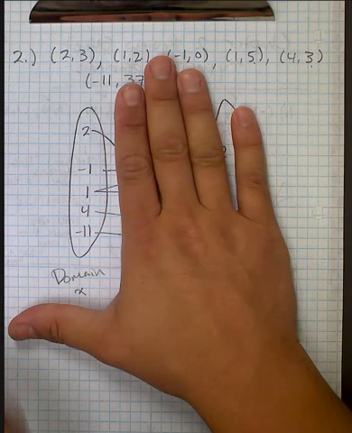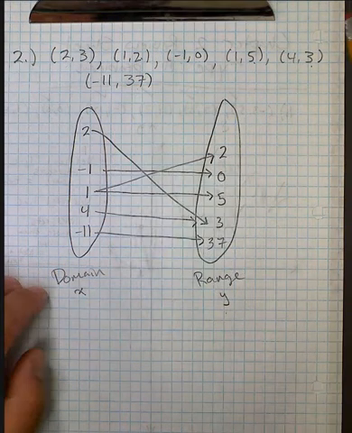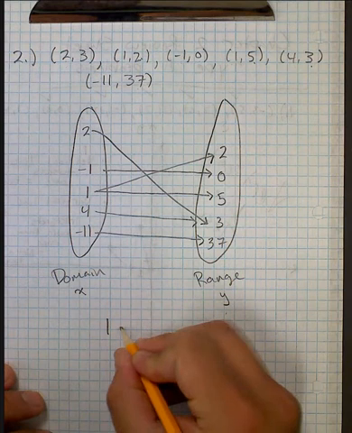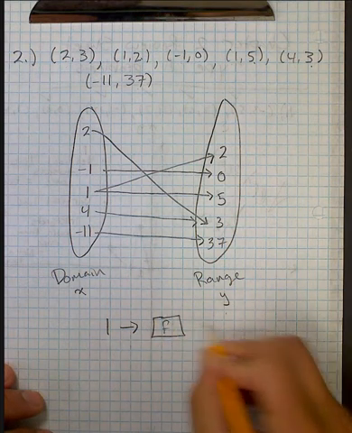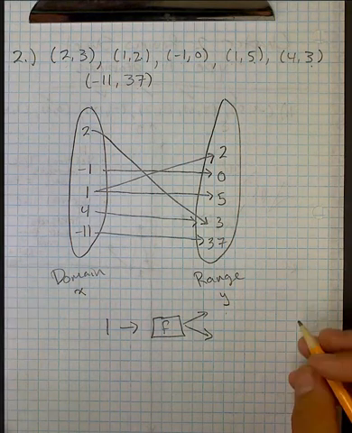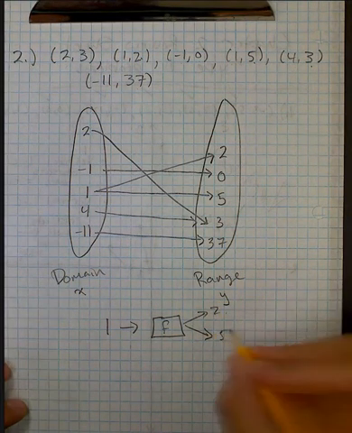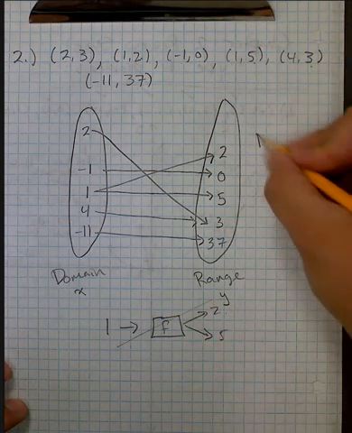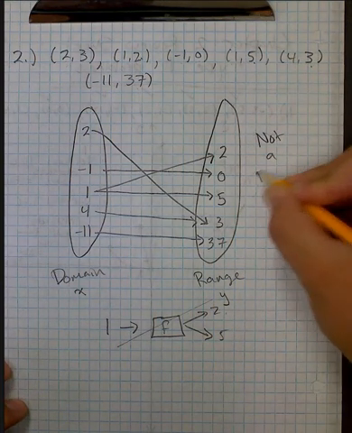So look at, for example, 1. 1 has 2 arrows starting at it. That means 1 maps to 2 and also 5. 1 went into my function machine and out came 2 things, 2 and 5. That is not a one-to-one relationship, not a function, so this is not a function.